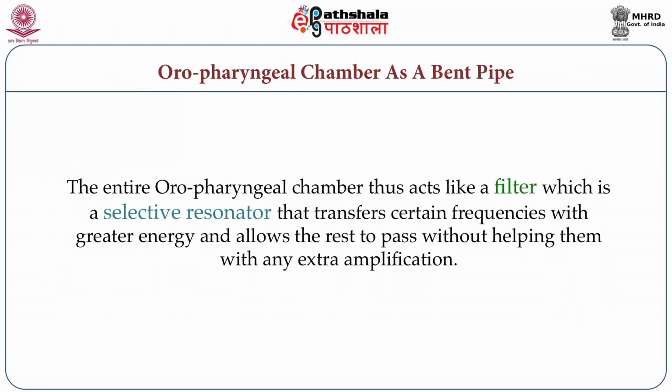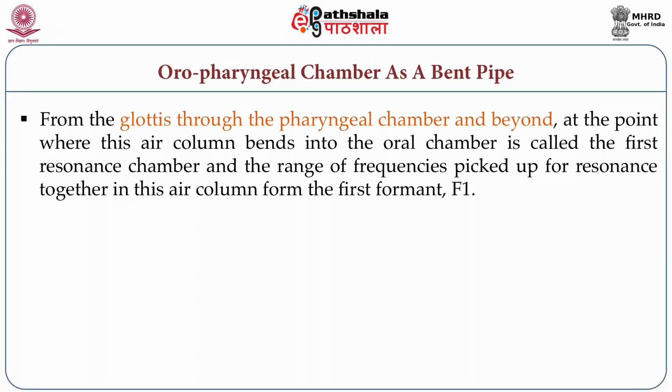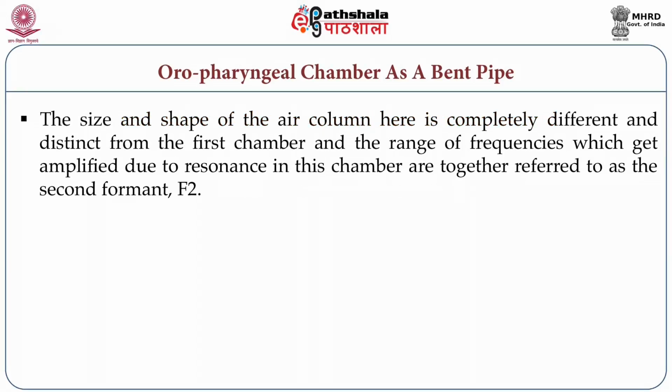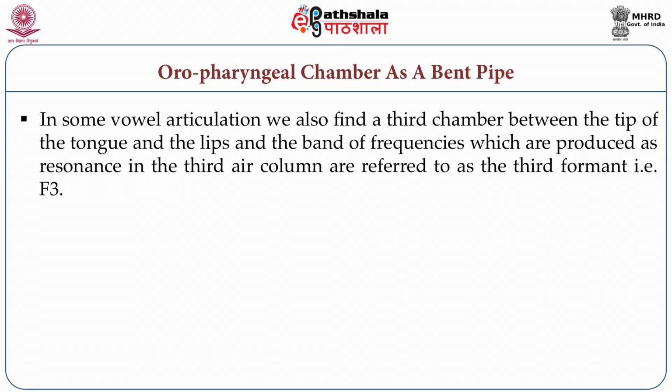Oropharyngeal chamber as a resonator. Now, since it is picking up certain frequencies for resonance, it is called a selective filter. The rest of the frequencies are filtered out. And incidentally, since it is a large air column, you will have certain bands of frequencies picked up for resonance. So the first band of frequencies, which shows resonance in the first air column, is the first formant. The second band of frequencies picked up for resonance will be the second formant, and the third band of frequencies, if there is an air column between the teeth and the lips, is the third formant.